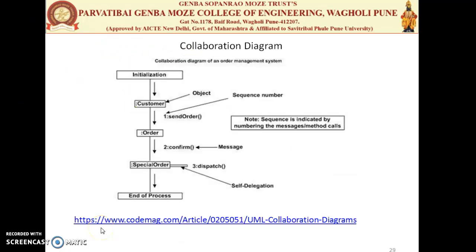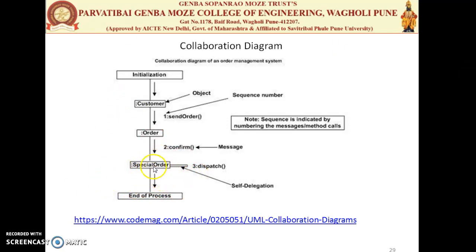So the next example is also a collaboration diagram example. Here the different objects are listed. This is the order booking system. First initialize the object, then the customer will send the order. That is the first message, send order. When the order is received, the system will see if it is a special order or a normal order. So for confirmation, it will check for special order and normal order.